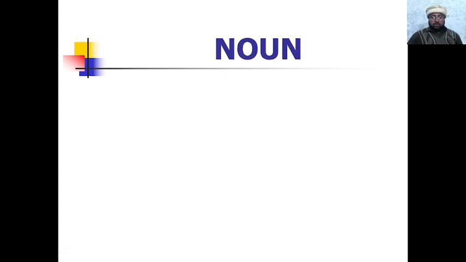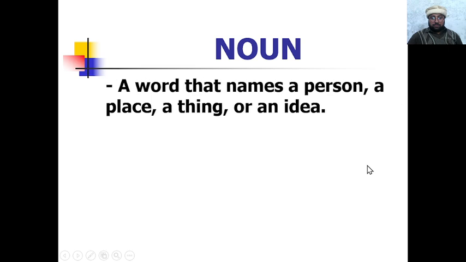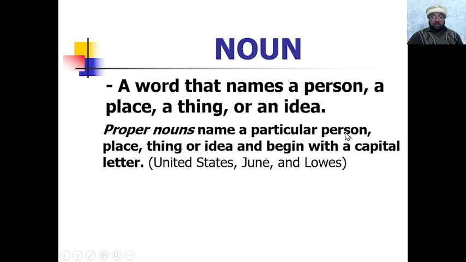Okay, according to the parts of speech, we have got 8 parts of speech, and the first one is a noun. Noun is a word that names a person, a place, a thing, or an idea. So it will be a name. The name of anything is a noun. Then we have proper nouns. Proper nouns name a particular person, place, thing, or an idea and begin with a capital letter, like United States, the U and S are capital, like June, J is capital, and Lowe's, L is capital.